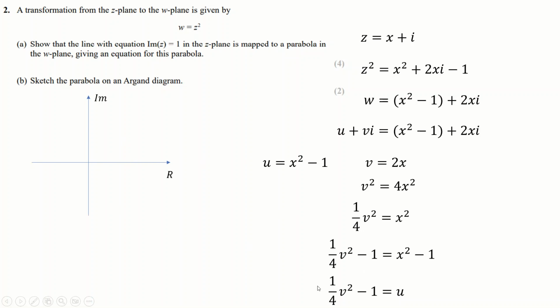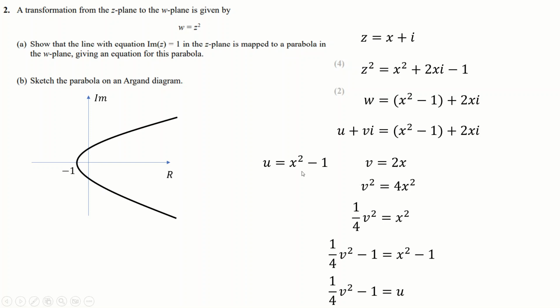So this is actually a parabola, but not in the usual way up, right? If you think about it in terms of the more normal letters, this is almost like x equals a quarter y squared minus 1. So it's actually a parabola on its side with a turning point of minus 1 down there.